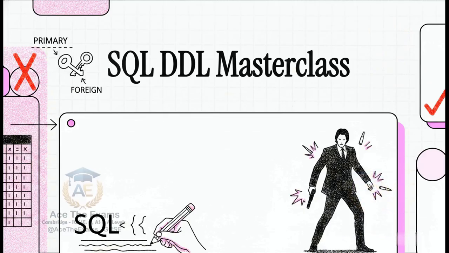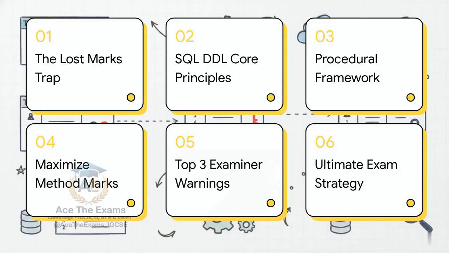But today, right now, we are going to fix that. We have organized this entire masterclass into a clear, structured playbook. It covers both the technical theory and the practical, hard-hitting strategy you need to secure top marks. We're going to break down the exact traps that caught Alex and Sam, establish the core DDL principles, walk you through a procedural framework, show you how to secure your method marks, heed the direct warnings from examiners, and finish up with the ultimate exam strategy.